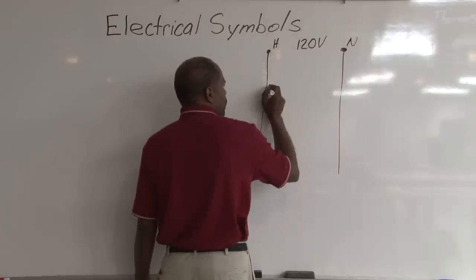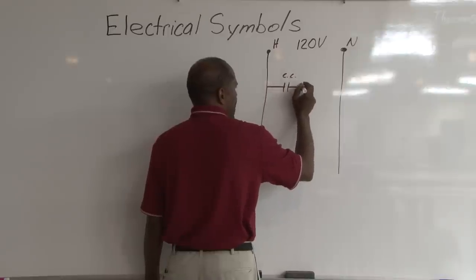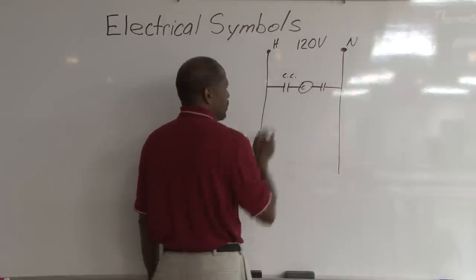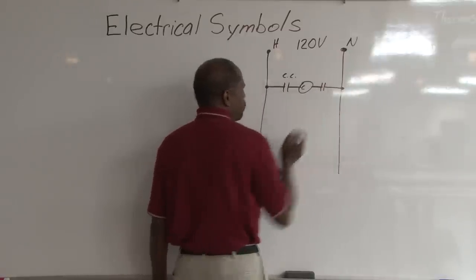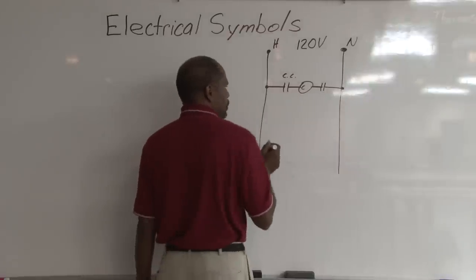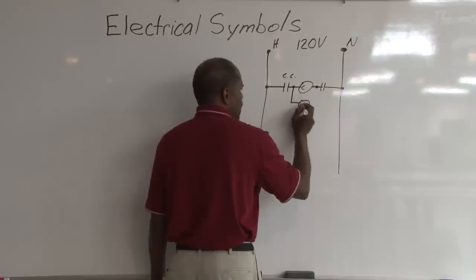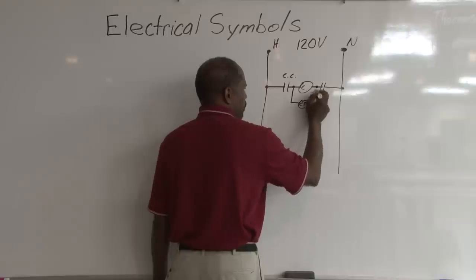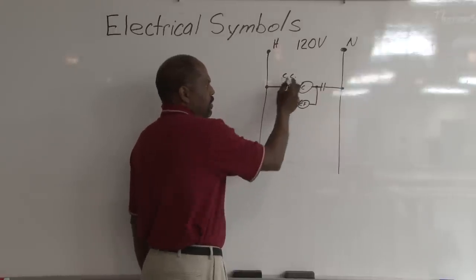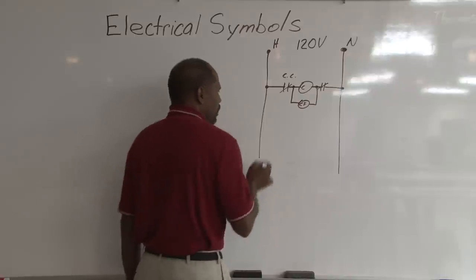Now we're going to put a symbol. Let's say we have contacts for a contactor. We have a compressor. Another set of contacts. We're going to put a contact point showing that it is physically connected to that hot leg and the neutral leg. Let's say we're going to tie off a contact point again to a condenser fan motor. So it's in parallel with the compressor. When the compressor closes, the condenser fan motor will run also.